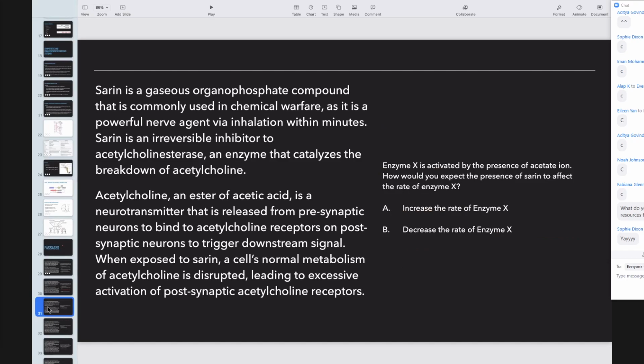Next one. This is kind of looking at pathways. Let's look at it and see if you can picture this in your head. Enzyme X is activated by the presence of acetate ion. How would you expect the presence of sarin to affect the rate of enzyme X? So let's take information from the passage and put it into a pathway.